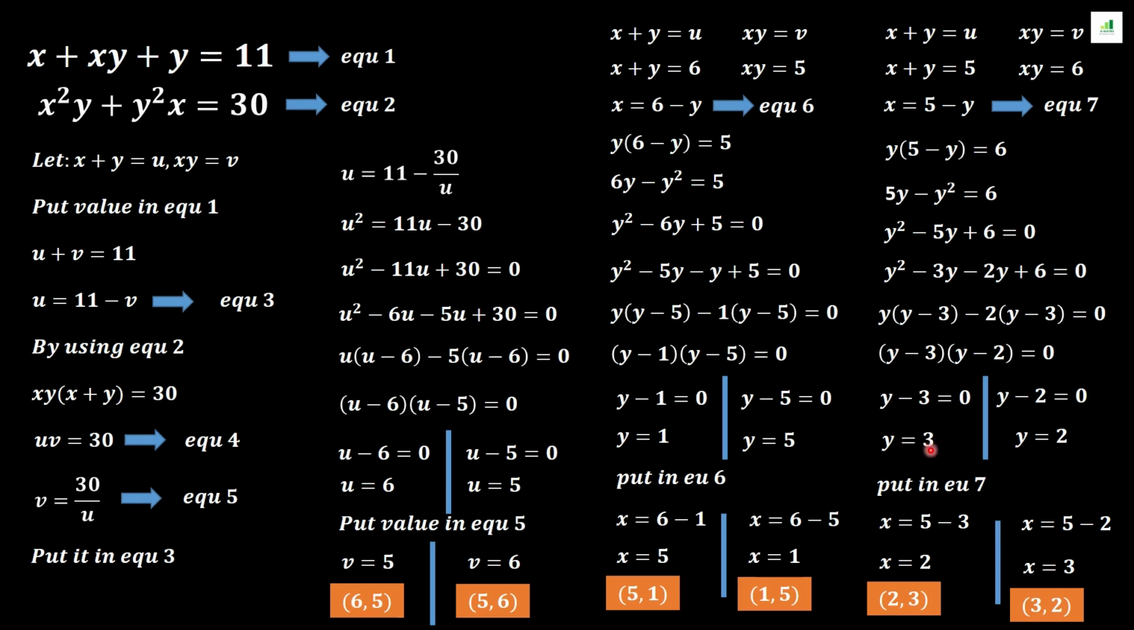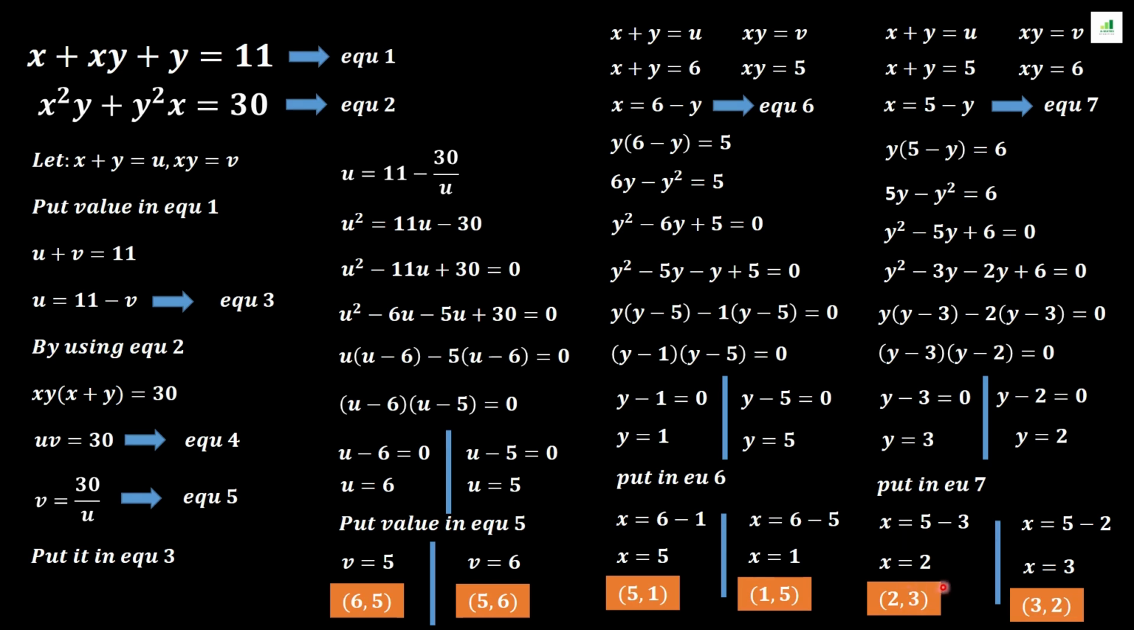Now we should take y minus 2 equal to 0, and this minus 2 will move to the other side of the equation and we get the fourth value for y which is equal to 2. Now we should put one by one y is equal to 3 and y is equal to 2 inside equation number 7 to get the value of x. So first we put y is equal to 3 inside equation number 7 and we will get 5 minus 3, and here we get the third value for x which is equal to 2. And now we get another ordered pair (2, 3) for the values of x and y.